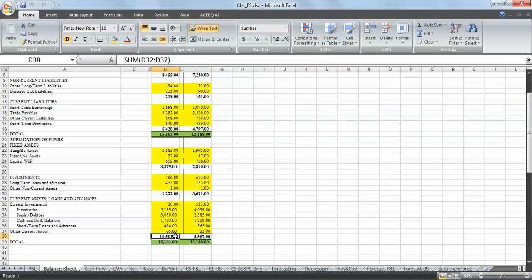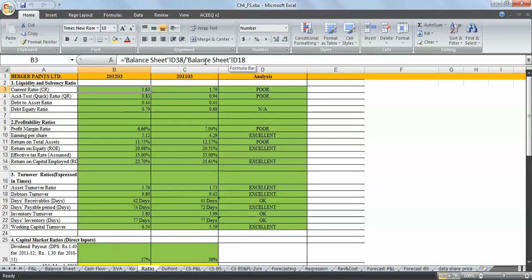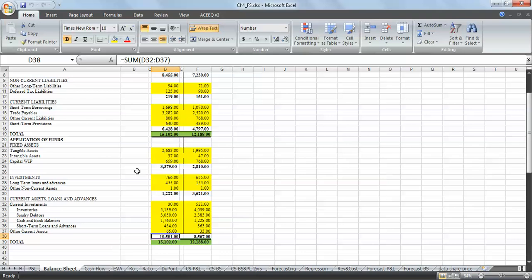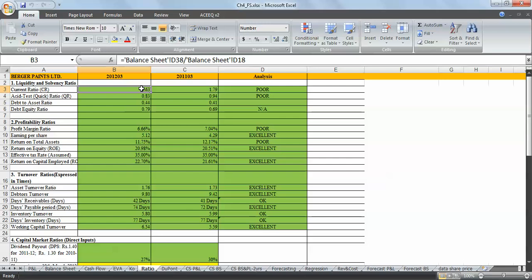So this is giving you the total current assets, right? And the current liabilities, you can see the balance sheet again, this sheet, and D18. So if you click here, you will find D18 is here. So by dividing these two cells, you are getting the figure here. This is for 2012. Similarly, for 2011, it is balance sheet again from this sheet, F38 divided by balance sheet F18.